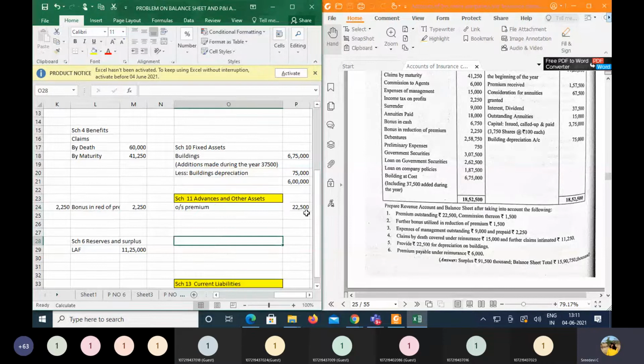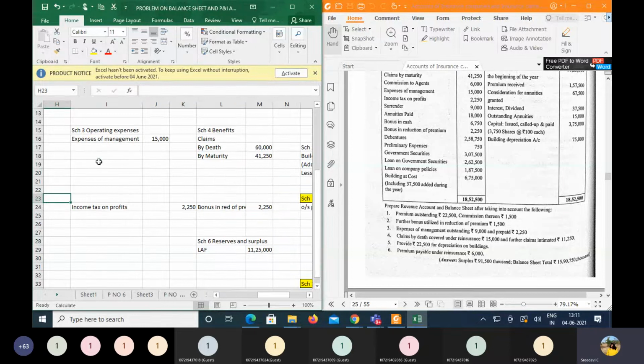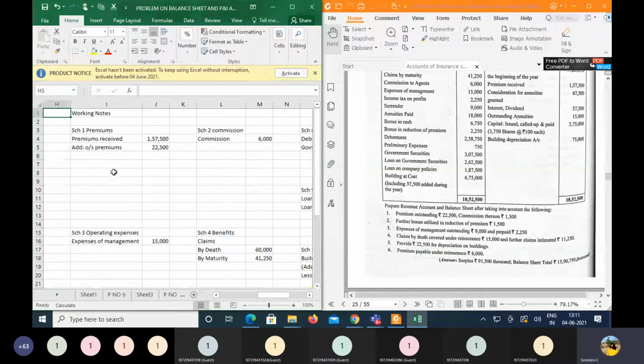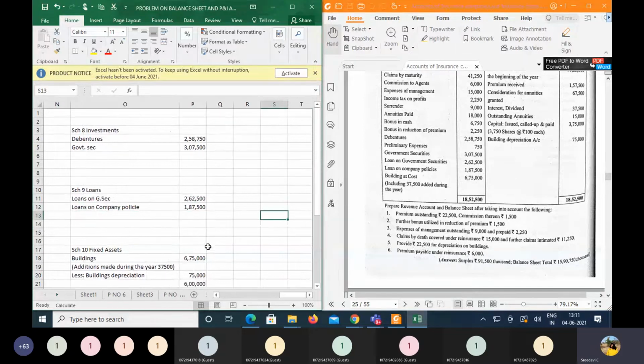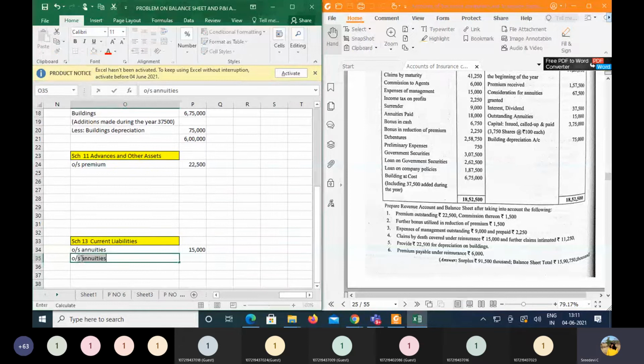Then next we have the commission that is also outstanding, but commission here is what? An expense. So first go to the schedule number 2, which is here. So add outstanding, and the amount of the outstanding commission over here is 1,500. Now next, after adding it, because it is an expense still to be paid, it becomes a part of the current liabilities. So therefore here we have the current liabilities, and under that you can show it as outstanding commission.